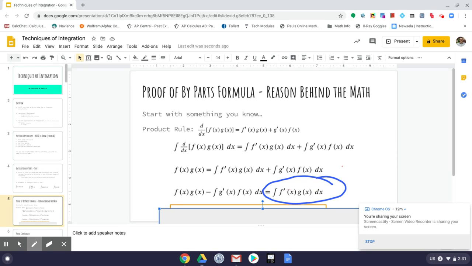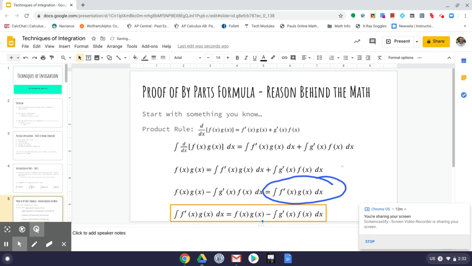Because again, what was the goal? The integral of the product of two different functions. I have that, and I know what that equals. Well, if I know what that equals, that is the antiderivative. So now what I have to work at is just finding all the other pieces.